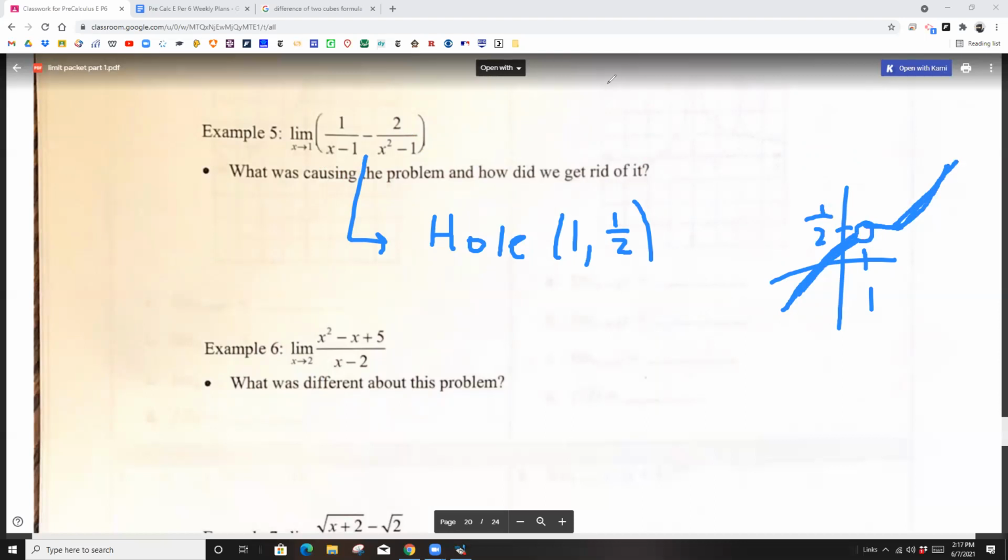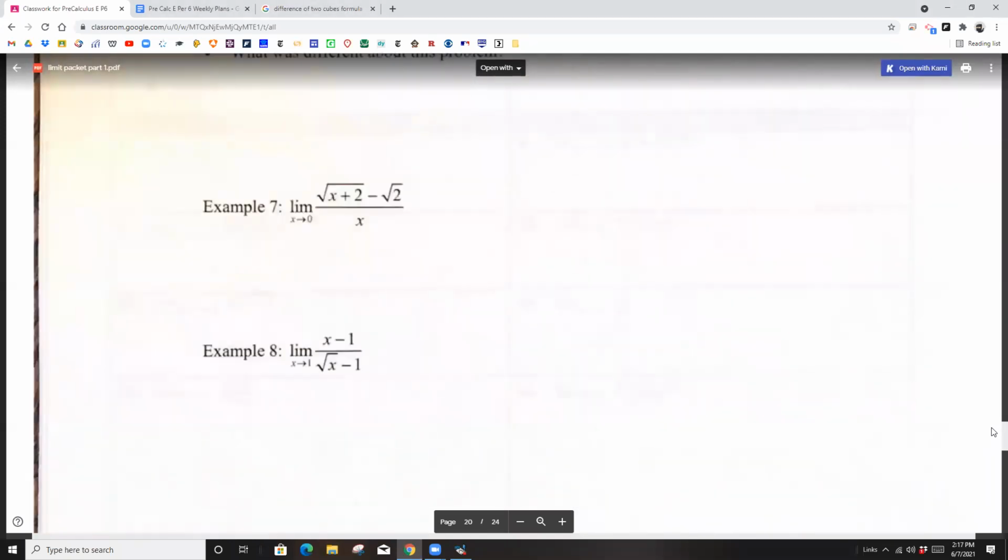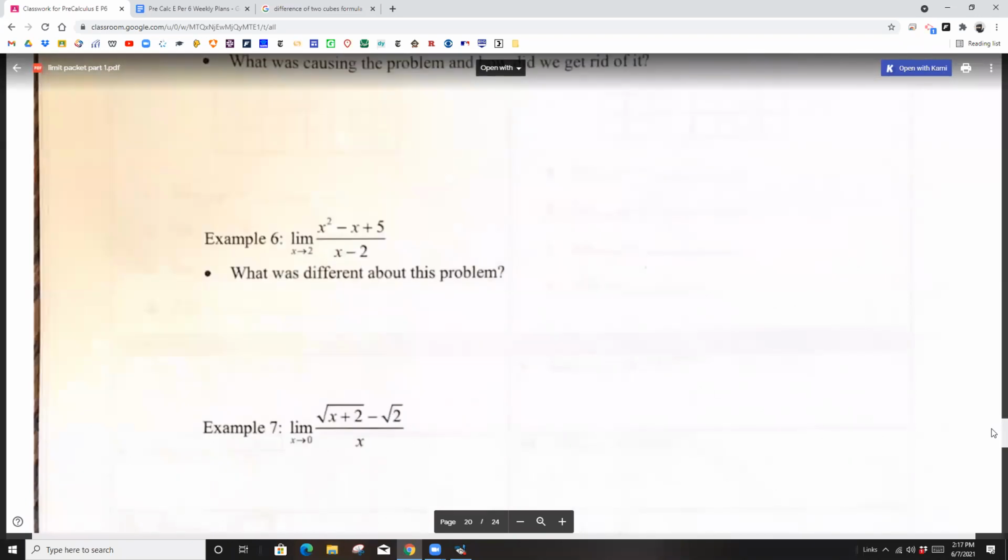Just in general, with these 5 examples, you're basically looking for holes, and holes occur when you have the same factor in the numerator and the denominator. And once you cancel them out, then you can use that simplified version to figure out what the y value should be. And that's what a limit is.